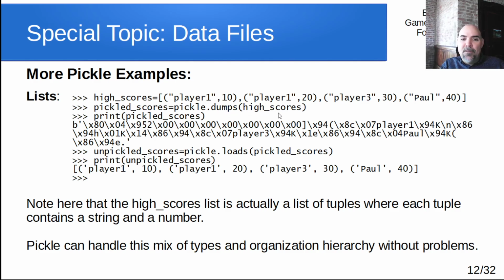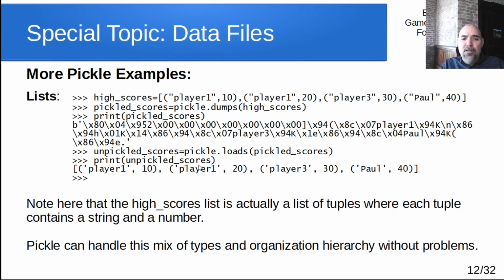I can still just use pickle on that, say dump that high scores thing. And this is what it looks like in the pickled form. Notice it's got a bunch of weird characters in it. But if I unpickle it, I'm back to a list just like what I started with, a list of tuples that looks just like the original one.